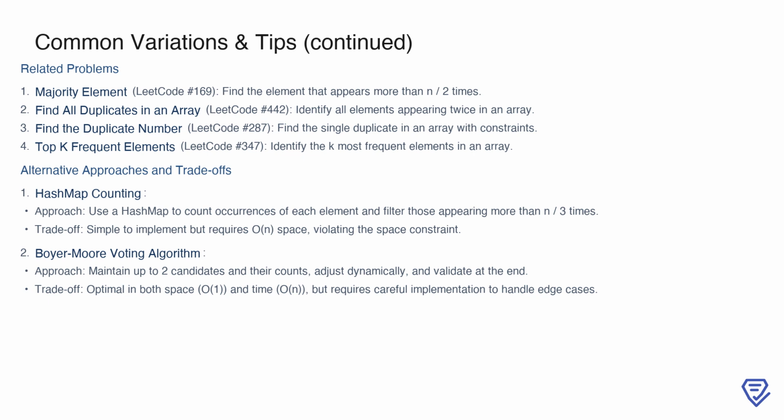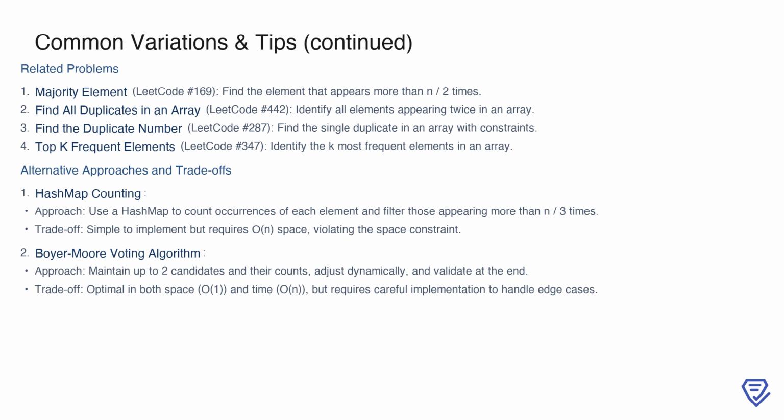Let's now connect this problem to some related challenges that you might encounter. For instance, in majority element, which is LeetCode number 169, you find the element that appears more than n/2 times. This is a simpler case of the Boyer-Moore voting algorithm, as it involves only one candidate.